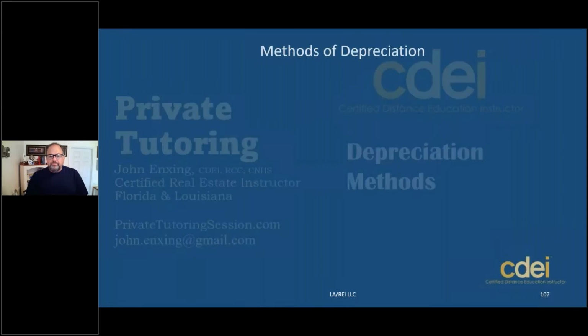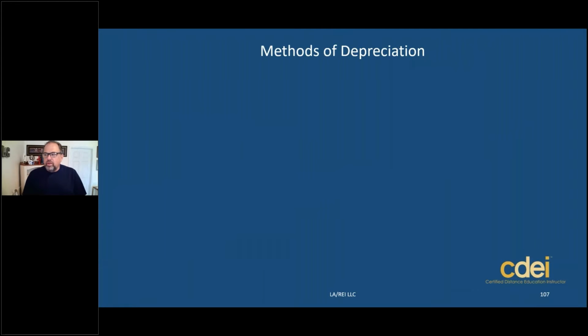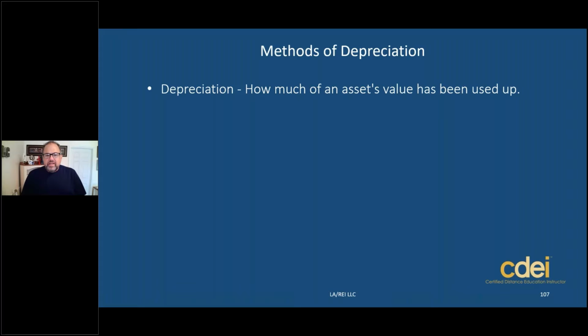All right, let's get into this. We're going to talk about depreciation methods. What is depreciation? Depreciation is how much of an asset's value has been used up. In real estate, when you buy an investment property, depreciation is the allowable or the economic or useful life of that property in your possession.